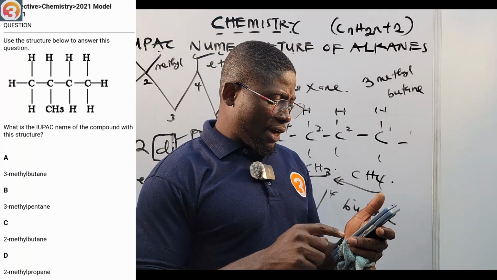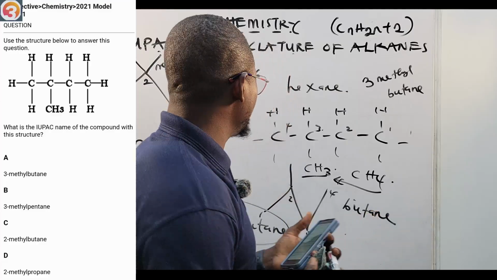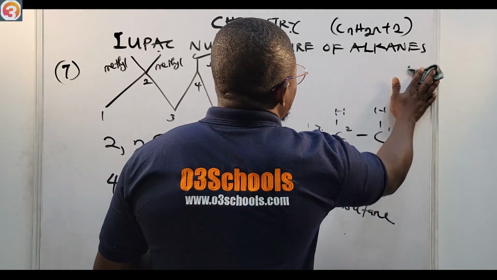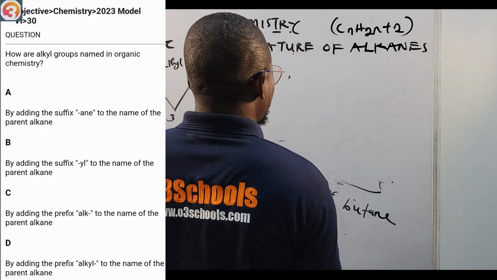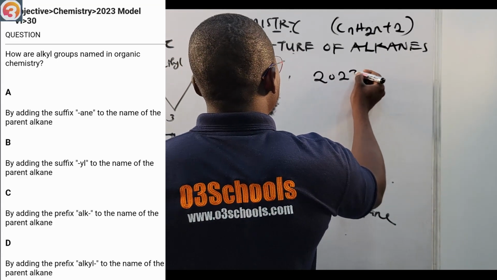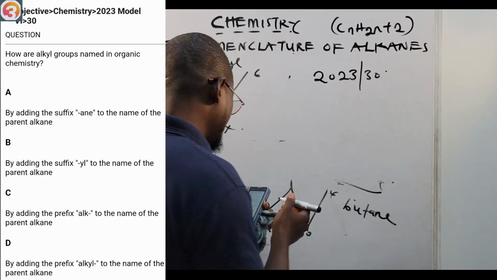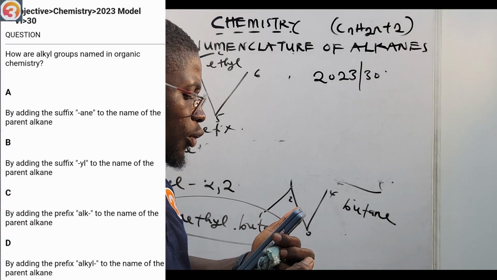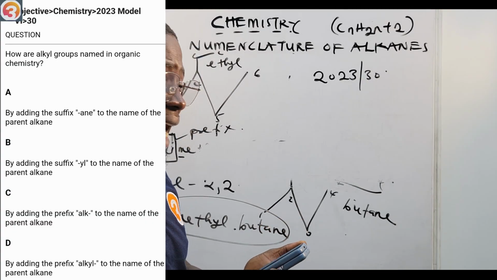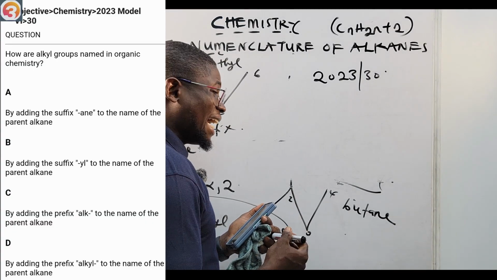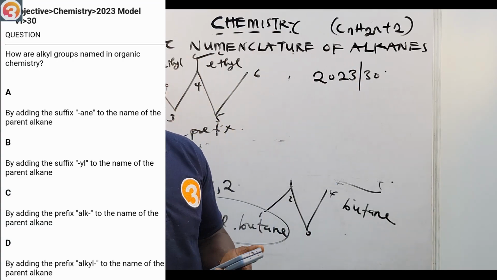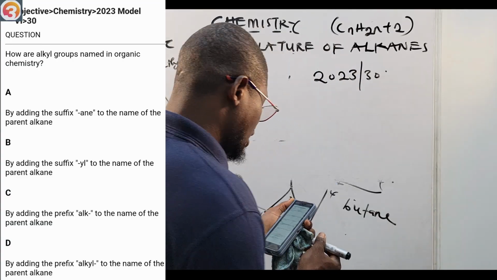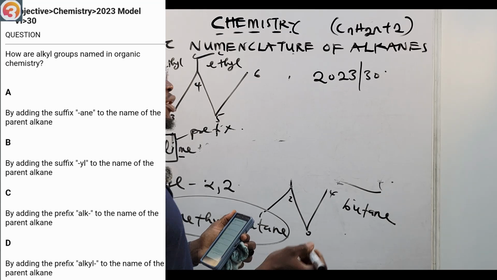Now, there's another question here. This is a 2023 question, number 30. They say, how are alkyl groups named in organic chemistry? Alkyl groups, we talked about that. We say alkyl groups are formed when an alkane loses a hydrogen atom. So what suffix do we add?